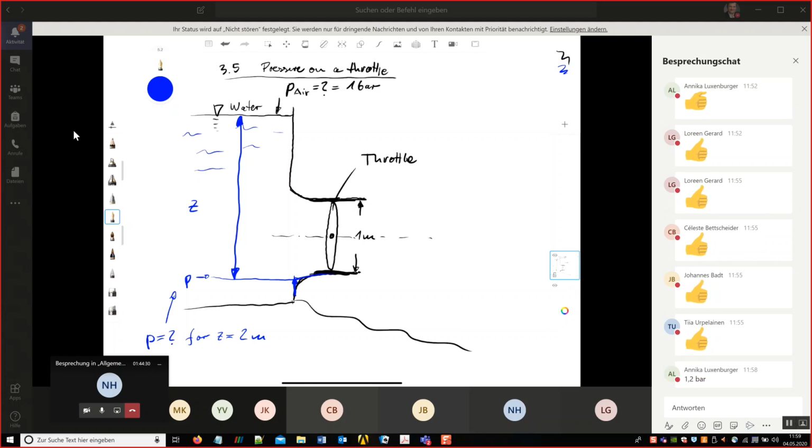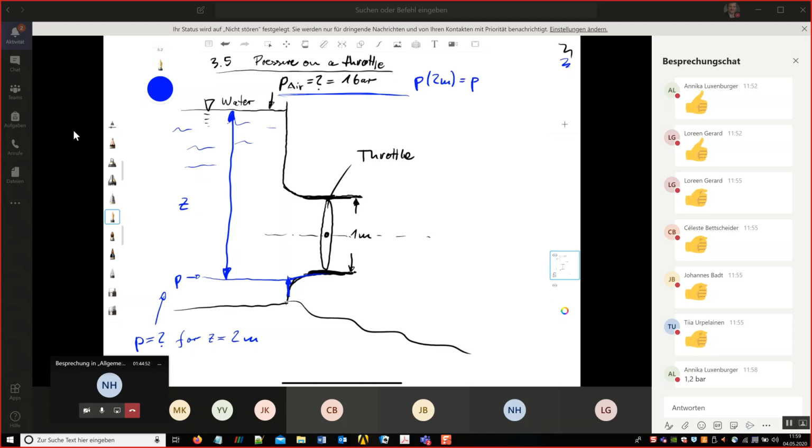Yeah, that's right. Perfect. How high is the pressure? Yeah, that's important. Miss Luxemburger got it right. You need the pressure of the height, and you have to add the atmospheric pressure also. That's important. So P for 2 meters is P atmospheric plus rho g Z.